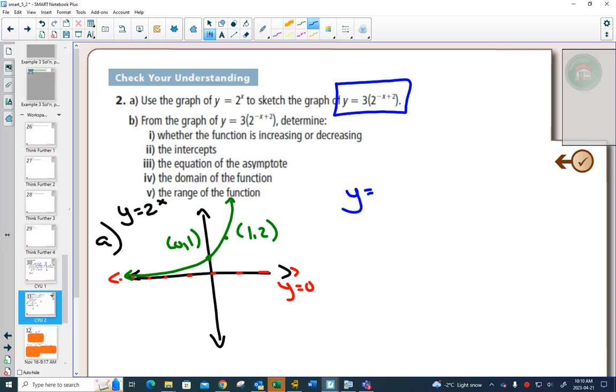Do you remember that if you have, so this is a 3 out in front times, we have a horizontal reflection because there's a negative with the x, and there's also a +2, so we have a horizontal translation. You need to write that in factored form. You'll be tempted to say that that +2 moves it 2 to the left. In reality, once it's factored, that moves it 2 to the right.